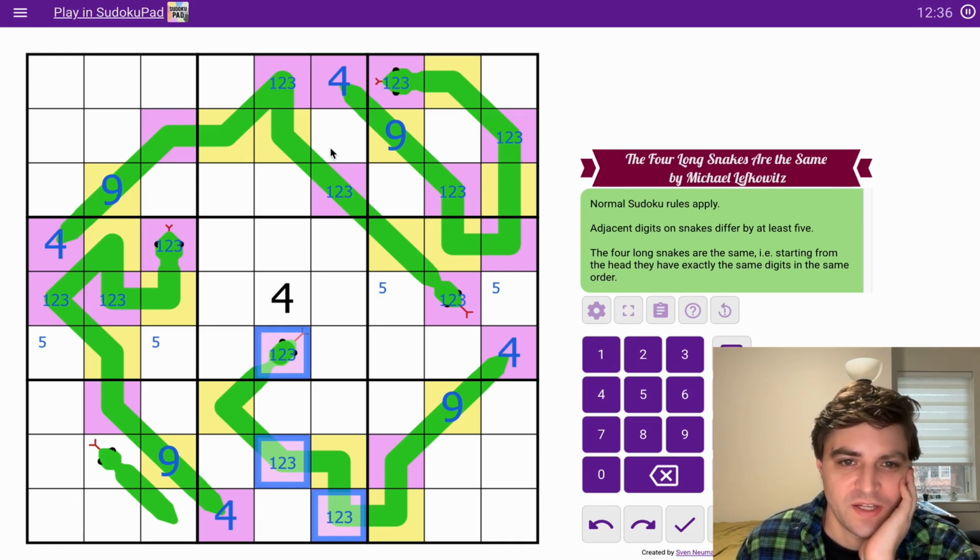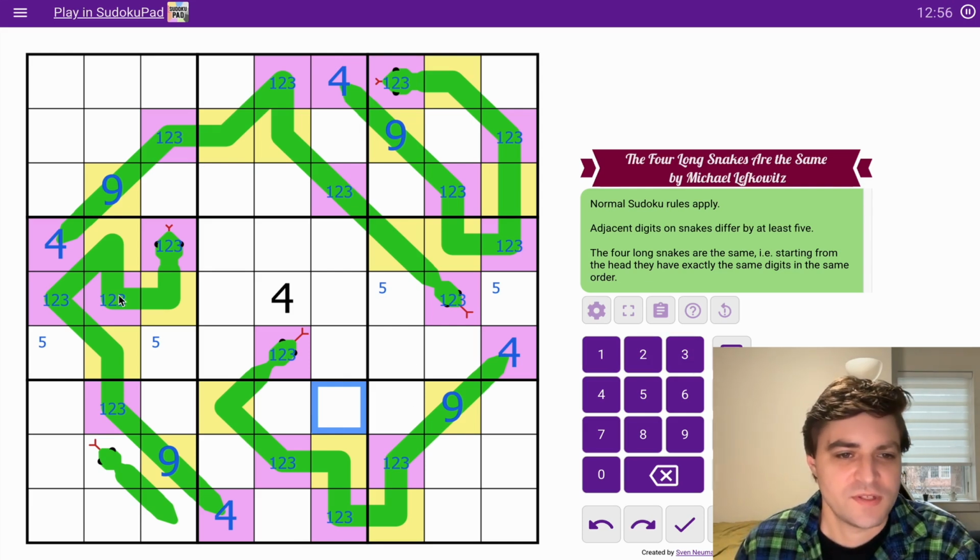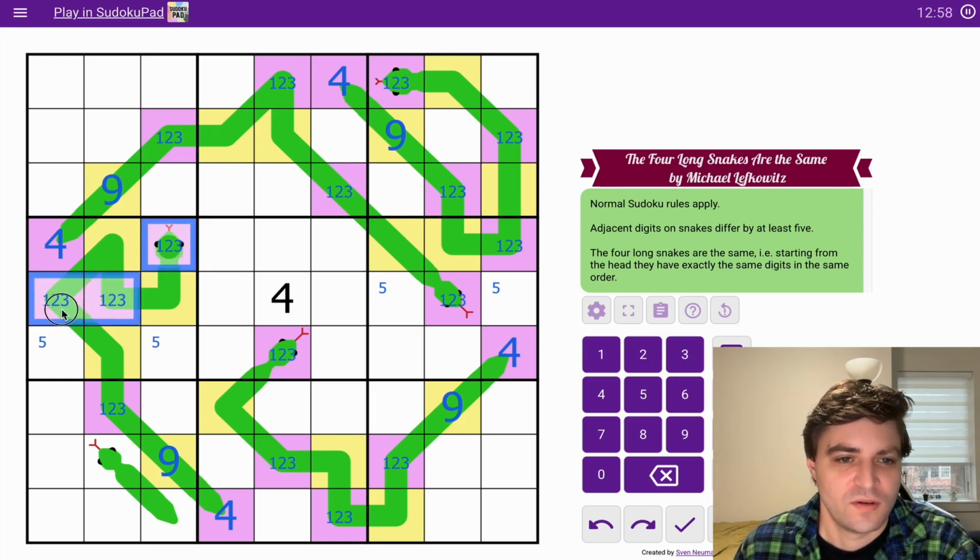I want to know, is it possible for this remaining cell, this one, to be a 4? It's not. This one also needs to only be a 1, 2, or 3, this remaining cell on the snake. 1, 2, or 3. And you're also 1, 2, or 3. Now let's look. I wonder if there's any of these where I don't know. No, I don't see anything.